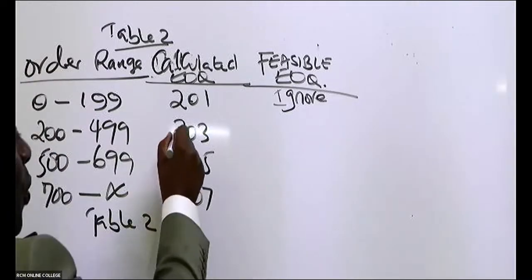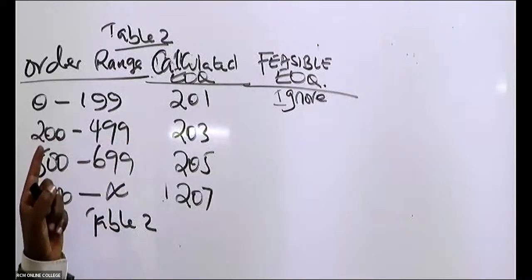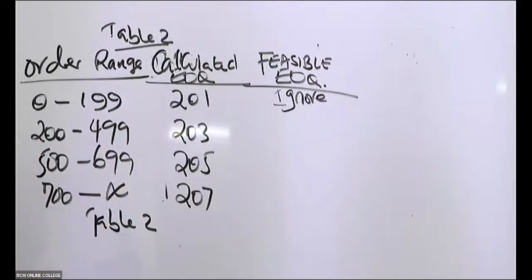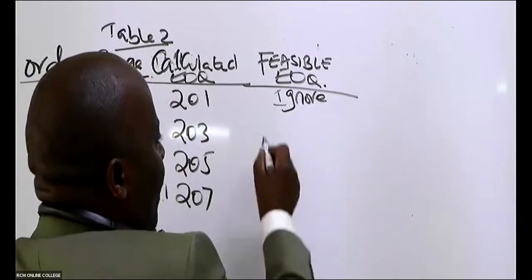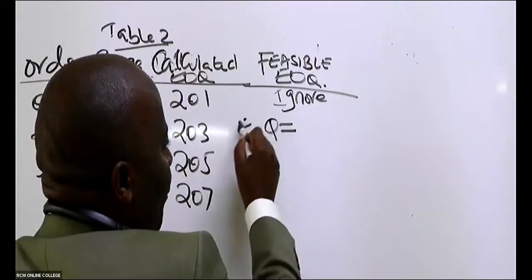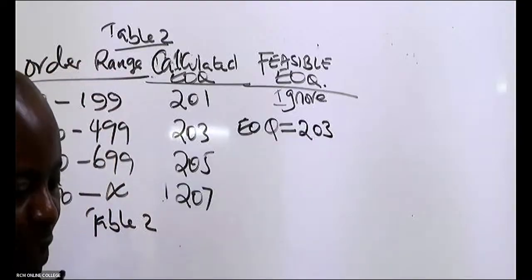How about 203? Where is 203? 203 is within this class, isn't it? So if it is within the class, what are we supposed to do? If it is within the class, you evaluate what you have gotten. So in this case here, the EOQ to be evaluated is exactly that 203 figure.